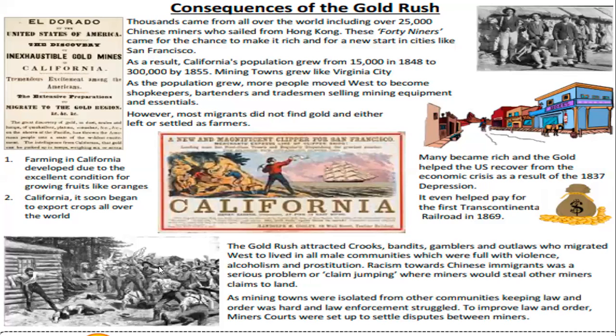A negative aspect of this, though, was that the gold rush did attract crooks, bandits, gamblers, and outlaws who migrated to live in all-male communities that were full of violence, racism towards the Chinese, claim jumping, and salting a claim, which means you sprinkle a bit of gold on the land, and then sell it to inexperienced prospectors for an overly inflated price. Mining towns were isolated from other communities, which meant that law and order was hard to enforce. Miners' courts were set up, but we'll talk about law and order in the slide a bit later on.